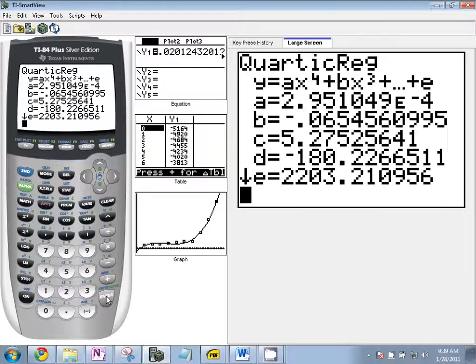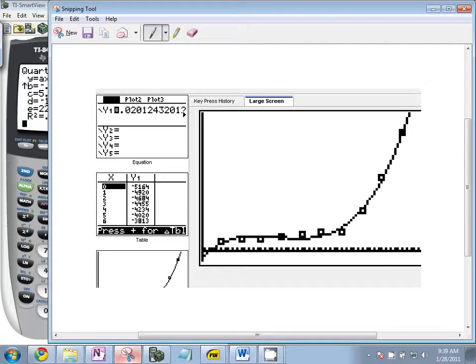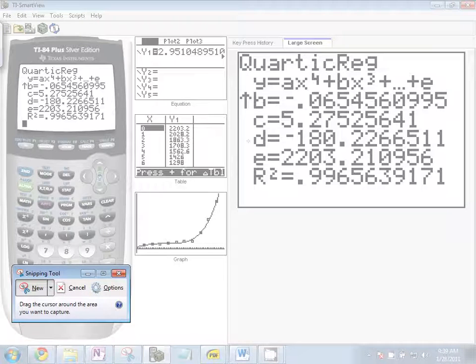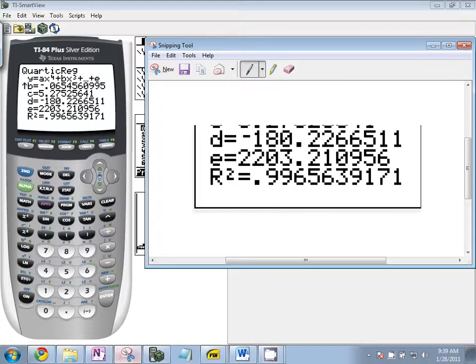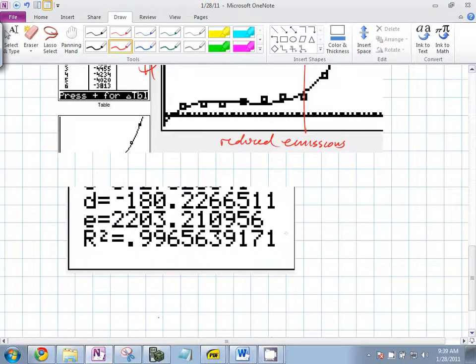The R squared value is... oh, we've got to go down. 0.9. Is that R squared better? Yeah. Okay, you didn't say that. So now you go back and try quartic. It seems that this is better than cubic.